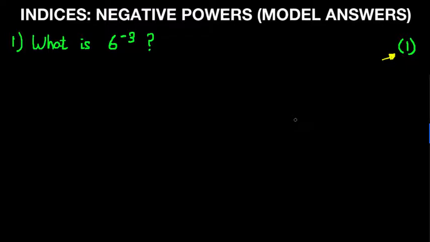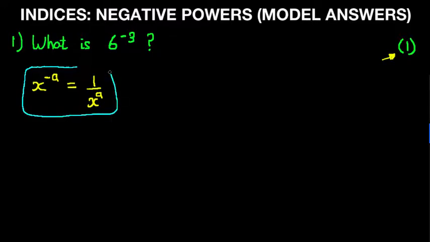Now you will recall from our tutorial that the rule which applies here is, and let's write it down, x to the power of minus a equals 1 over x to the power of a. So to get rid of the minus sign, we simply inverse the number. So x to the power of minus a becomes 1 over x to the power of a. Now we're just going to circle this rule. And let's work through our question.